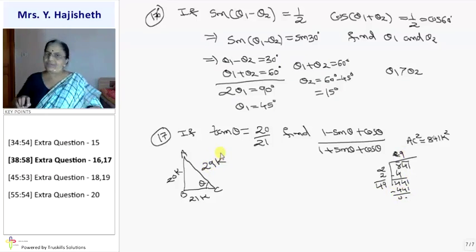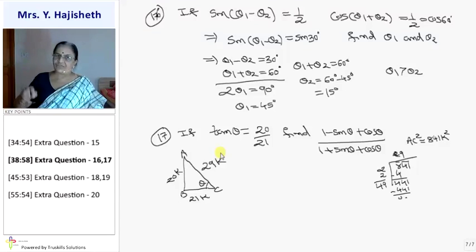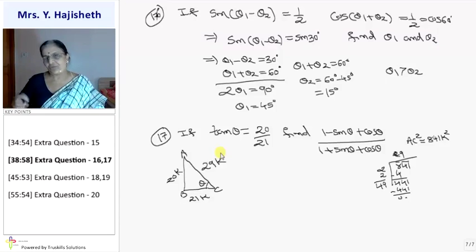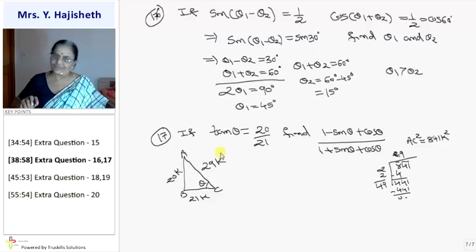Also, you should remember your triplets orally. 20 21 29, 5 12 13. You should remember some of the triplets, right? There are many triplets which you remember orally, so that you need not do all this work. You can save your time.